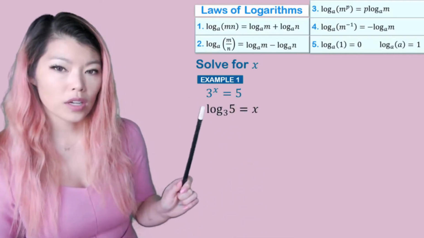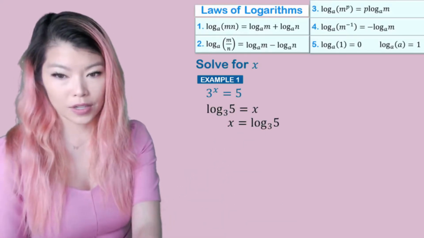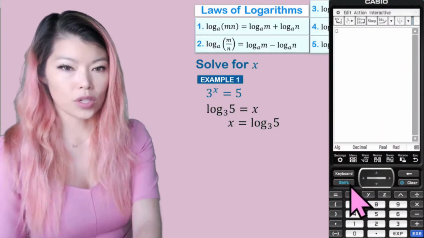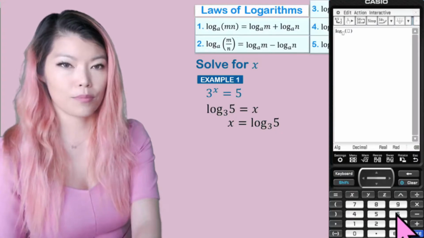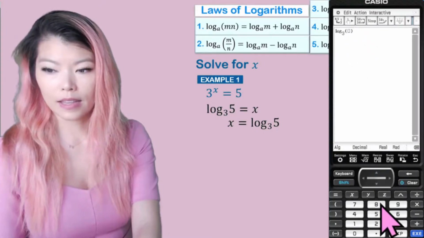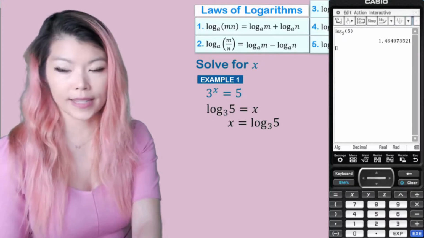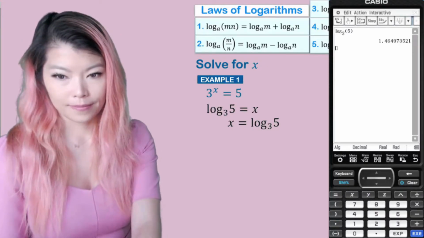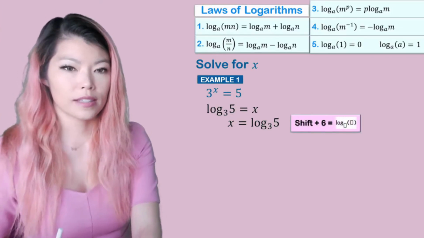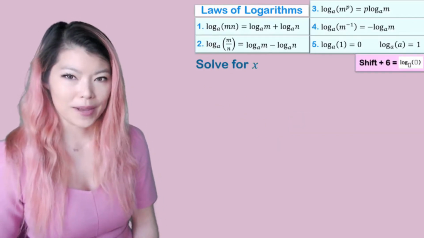Well, we could use log base 3 of 5 is equal to x, and we could plug that into our CAS calculator. So let's do that. The shortcut for it is Shift 6, that brings up the log, and then we put in the base is 3, and then our number is 5, enter. So 1.46497, etc. So we could use the Shift 6 shortcut in our calculator and work out our value. We're going to do that today.